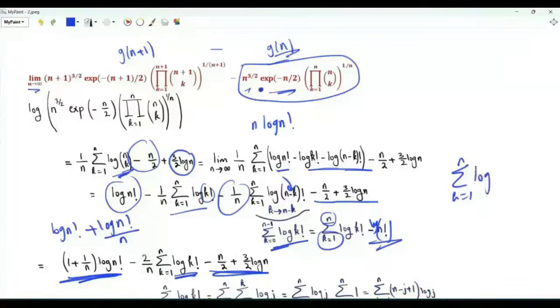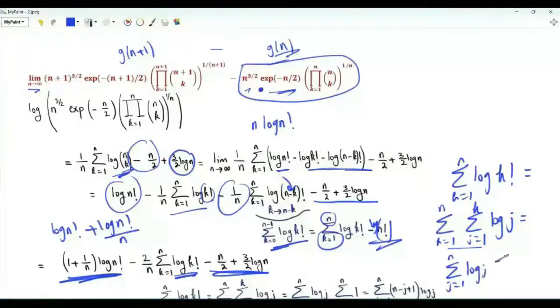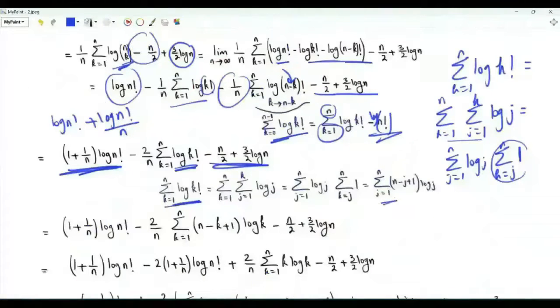Summation k from 1 to n log k factorial is equal to summation k from 1 to n summation j from 1 to k log j. Interchanging the order of summation, this is summation j from 1 to n log j, summation k from j to n of 1. This sum is n minus j plus 1. So this sum is summation j from 1 to n log j times n minus j plus 1. This is written here using the index k. We can split this to n plus 1 minus k, minus 2 over n, that's 2k over n.